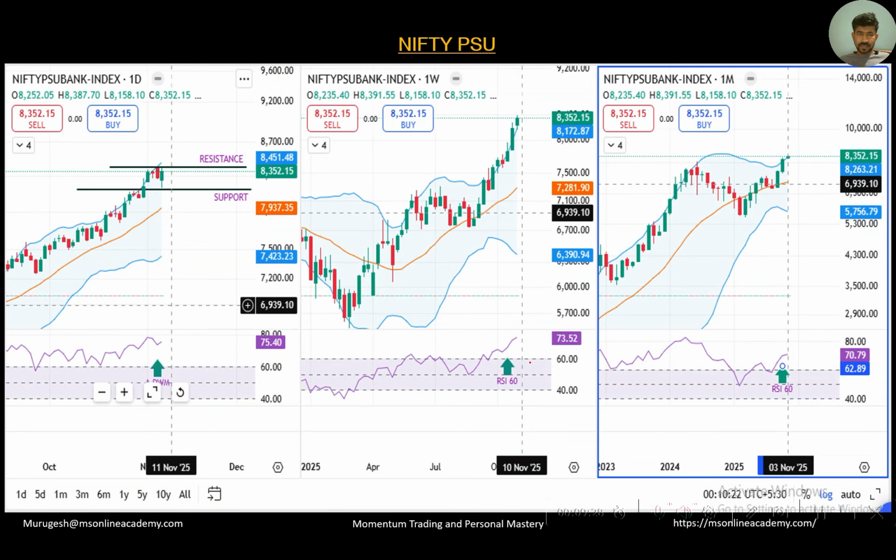And Nifty PSU, as I said, has been in an uptrend for almost 2 months. This is the opportunity. It is in a strong uptrend. So whenever we get an opportunity in PSU banks, we have to utilize it. Canara Bank, Bank of Baroda, Indian Bank are the strong stocks where we can track and utilize the opportunity.